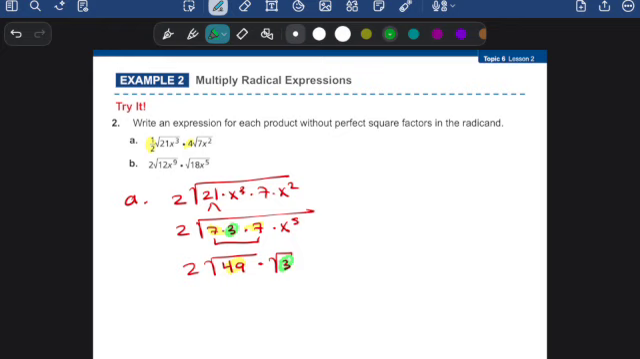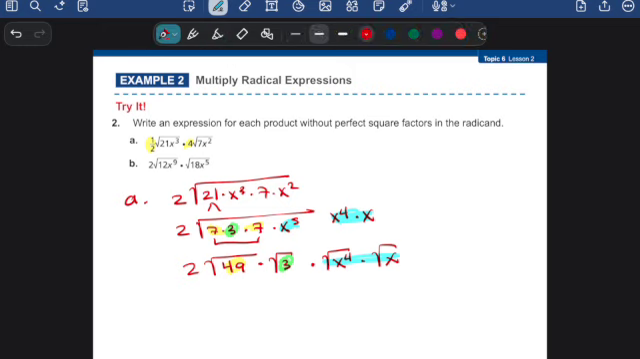Okay, let's deal with x to the 5th. X to the 5th, I can think of a perfect square in there. X to the 4th times x. Okay, so I'm just going to rewrite it like that. Times x to the 4th times the square root of x. So that's what I got here. Remember, they each get their own radical.